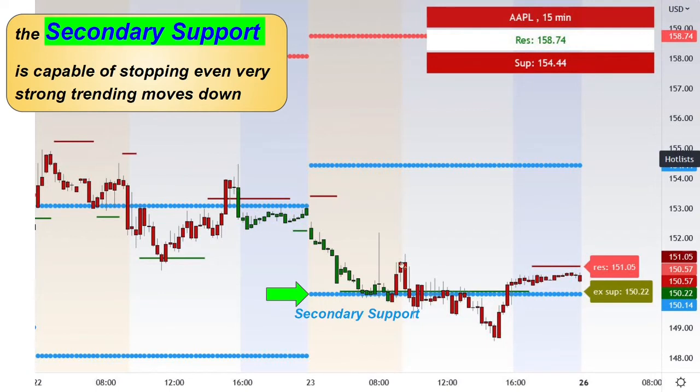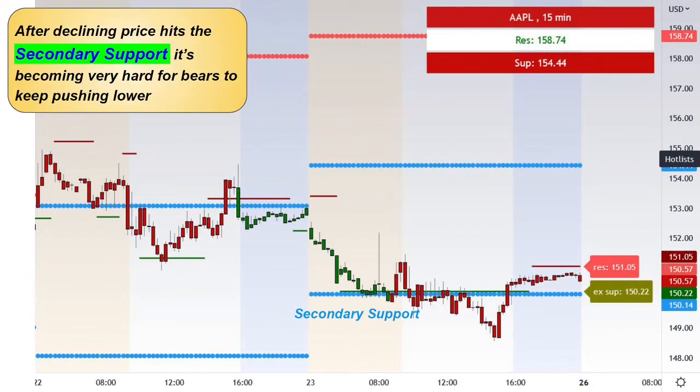And again, bears managed to overshoot that level, but only for a limited period of time, and then price jumped back up over the secondary support, because every time price drops to the secondary support, both bulls and bears understand that price dropped too low too fast. We understand that price got oversold. After declining price hits the secondary support, it's becoming very hard for bears to keep pushing lower.